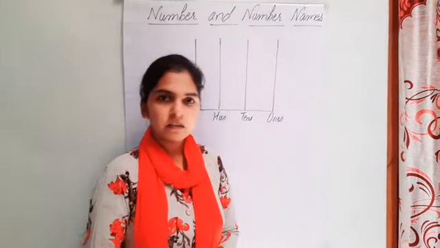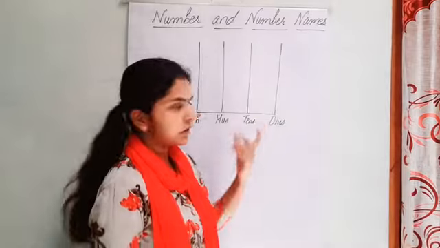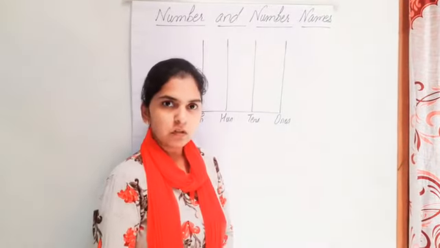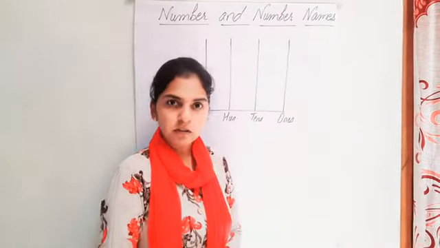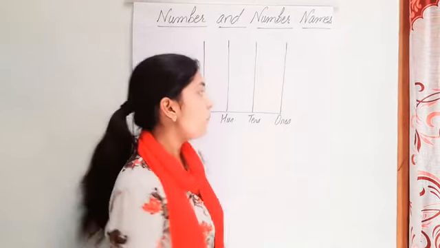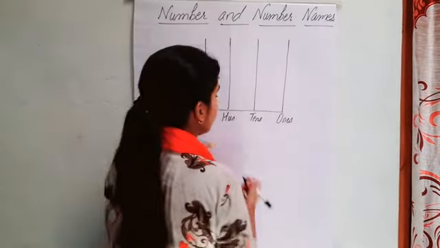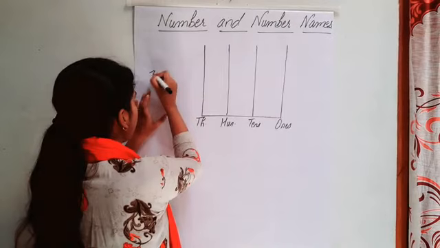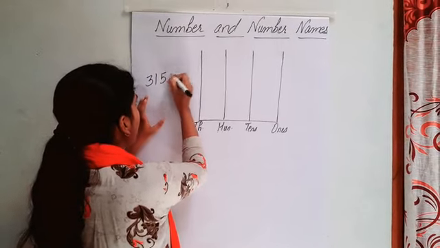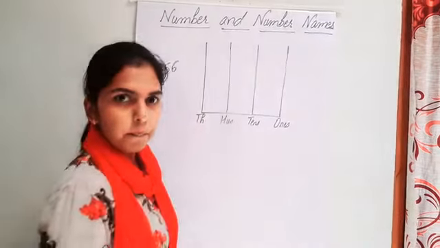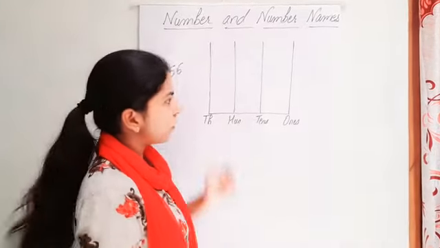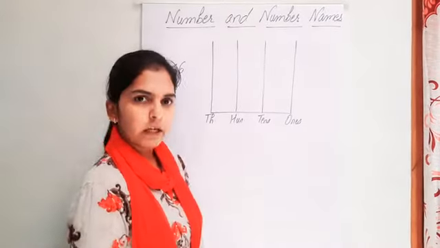Now let us represent some 4-digit number on this spike abacus. Okay students, from time to time you pause the video and take note of that also. Okay, let us represent a number. I am going to write a number, 3156. Okay, this number I have written. First of all, let us represent this on spike abacus.